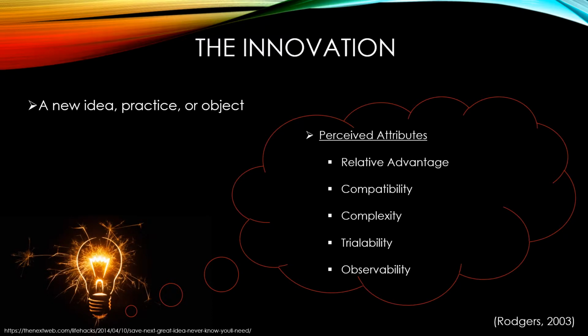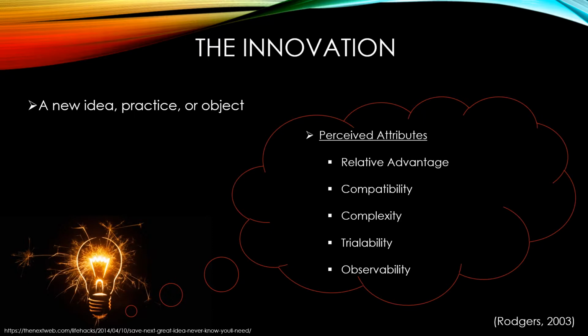The innovation is essentially the first step in the diffusion process. There has to be some sort of innovation in order to have diffusion. Rogers defined innovation as a new idea, practice, or object. Rogers also explained that the innovation does not necessarily have to be objectively new, but it is perceived as new to the individual or other unit of adoption. Vital to innovation are the perceived attributes.